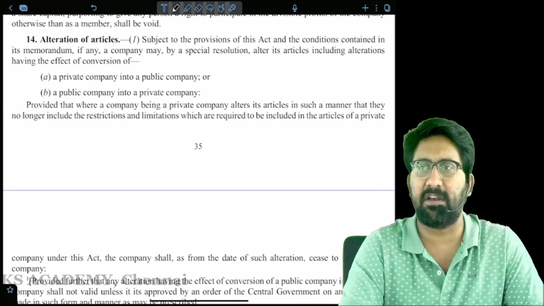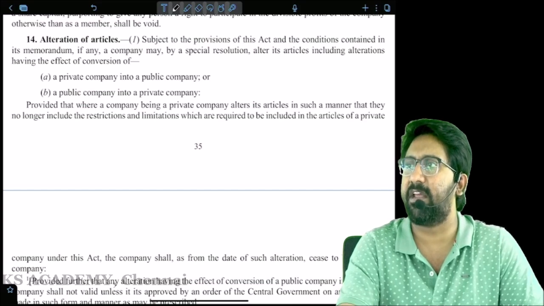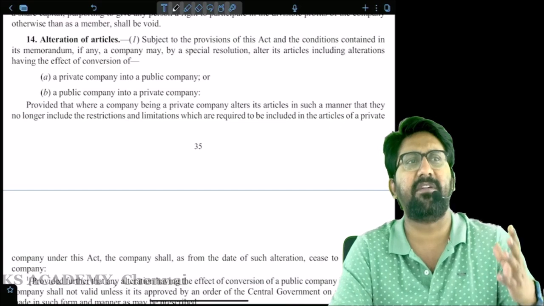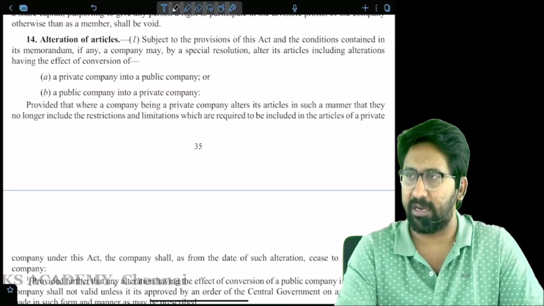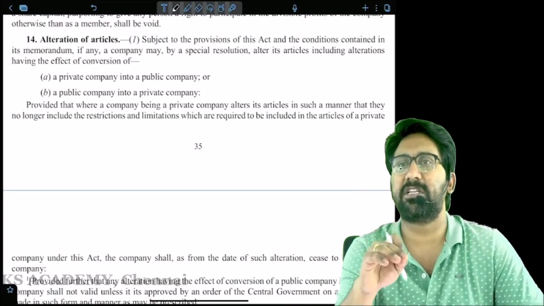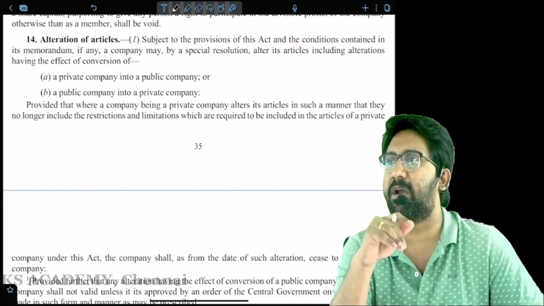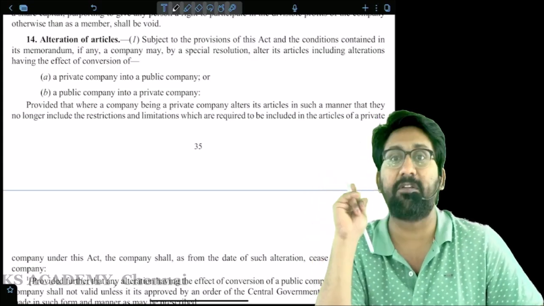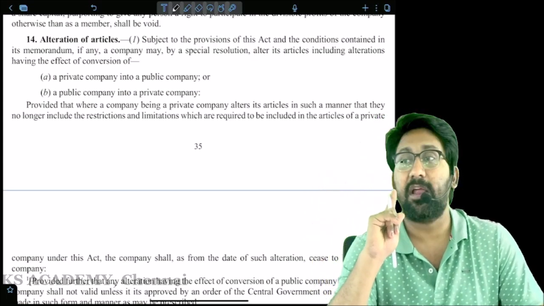Articles will not have clauses. Therefore we just have to alter the nature in which it is provided, that's all. Articles can be altered in an easy way. Articles alteration is easier when compared to memorandum, very easy, except when there is a situation of entrenchment.